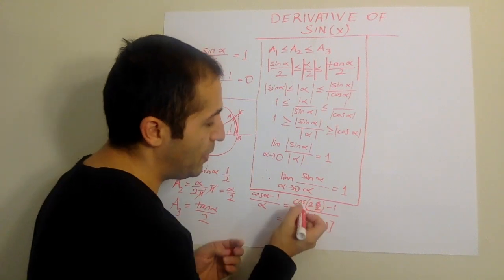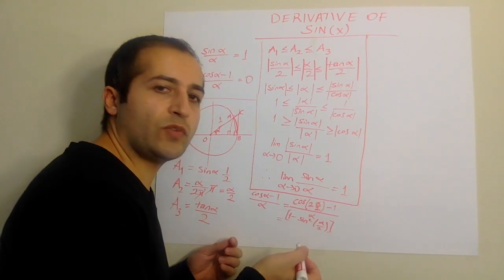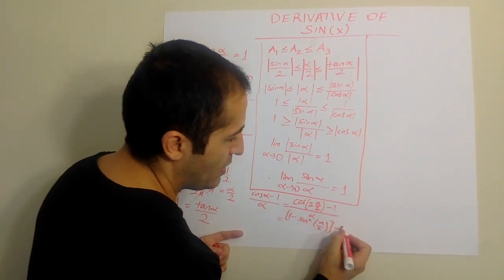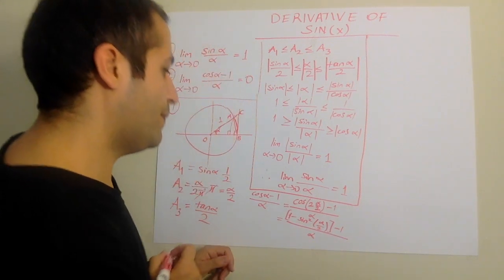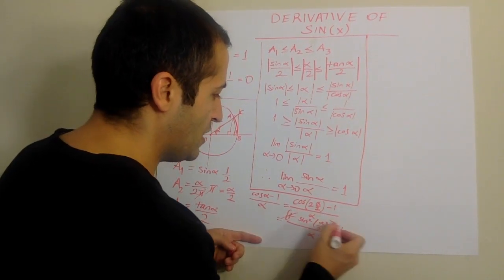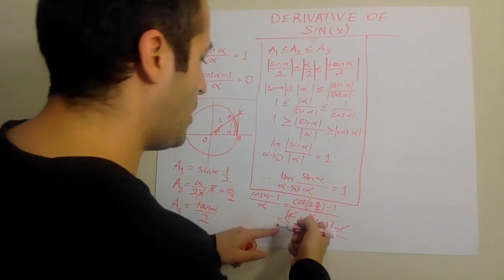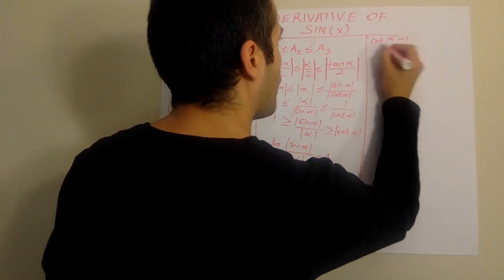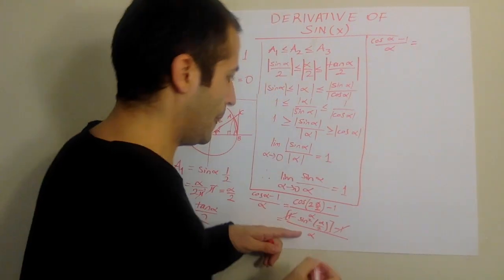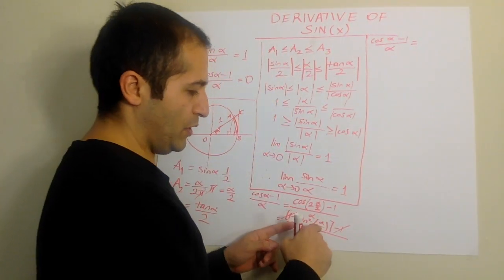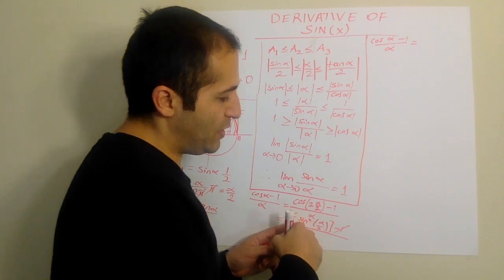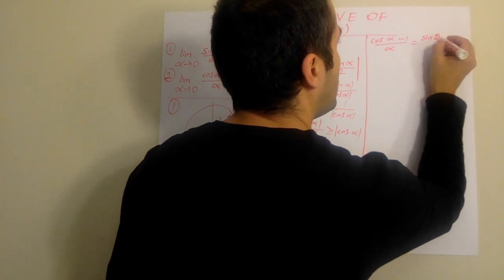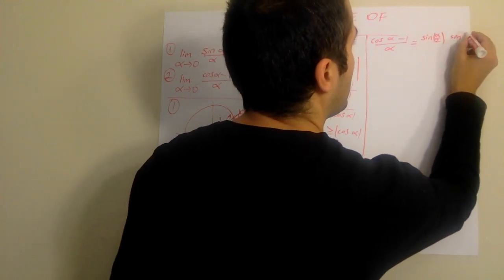So let me remind you about it. Cosine 2x is basically equal to 1 minus sine square x. That's the expression that I used here. Then we have minus 1 divided by alpha. And plus 1 and minus 1 cancel. So we come up with the following expression. Minus sine square alpha divided by 2, divided by alpha. Instead of sine square alpha divided by 2, I'm going to write down sine of alpha divided by 2 times sine of alpha divided by 2.